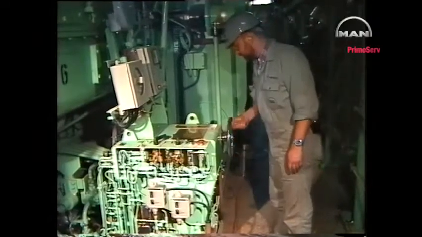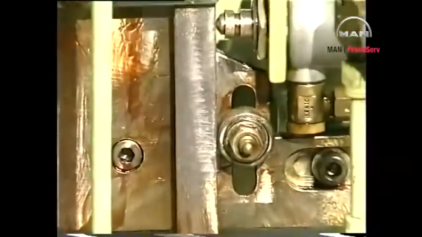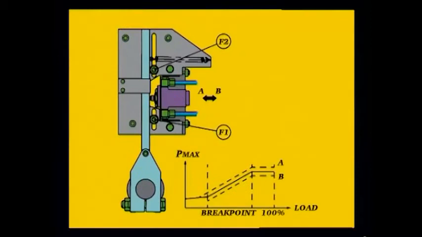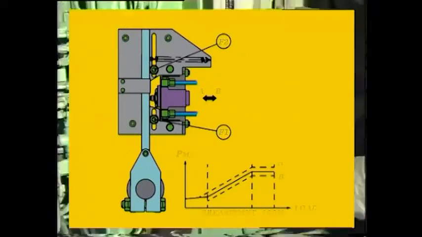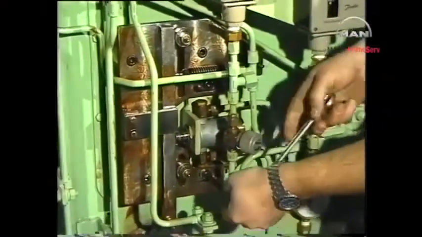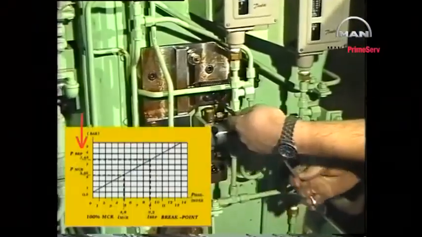Turn the fuel regulating handle to the breakpoint position. At this position, the steel rod touches both pivoting points. Displace the pilot valve bracket until the calculated control air pressure at breakpoint is obtained.